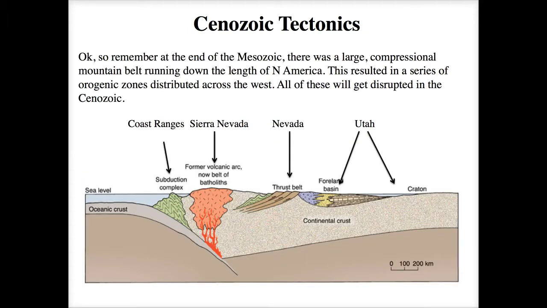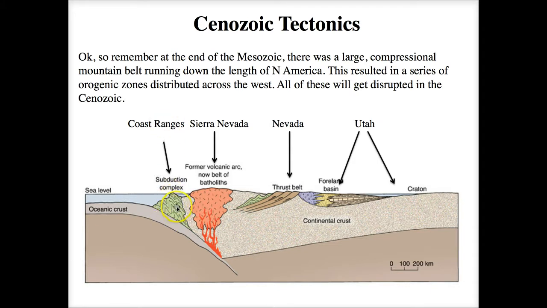All right, so remember at the end of the Mesozoic, there was a large compressional mountain belt running down the length of North America. This resulted in a series of orogenic zones that were distributed across the West. Well, and really still are. They're just chopped up from the Cenozoic. So anyway, all of these earlier zones are going to get disrupted. Either they're going to be cut by strike-slip faults, or they're going to be chopped up by normal faults, buried by volcanic activity.